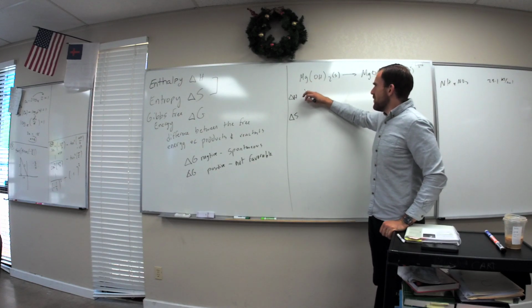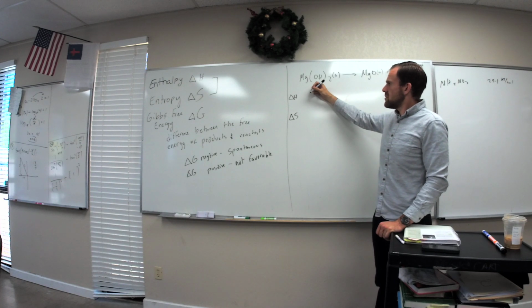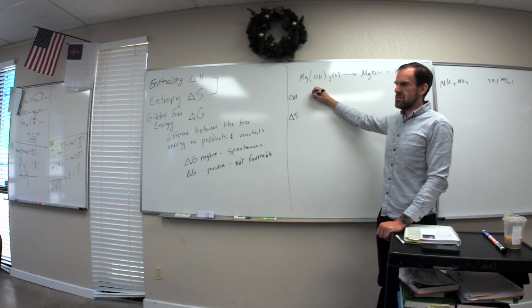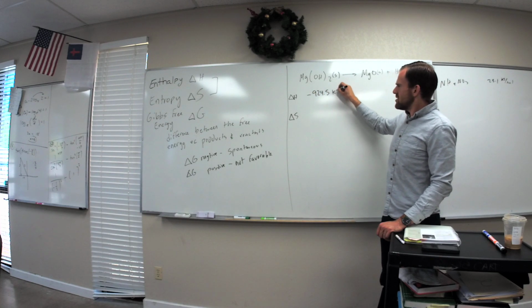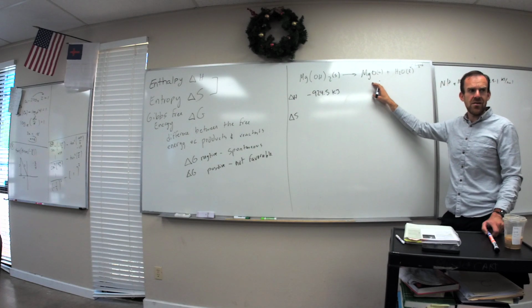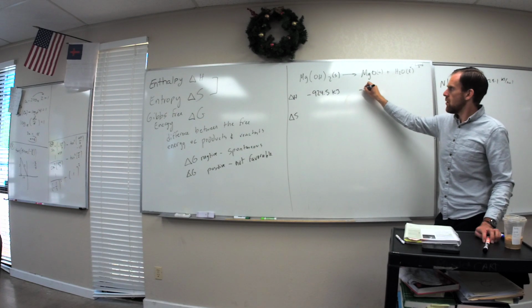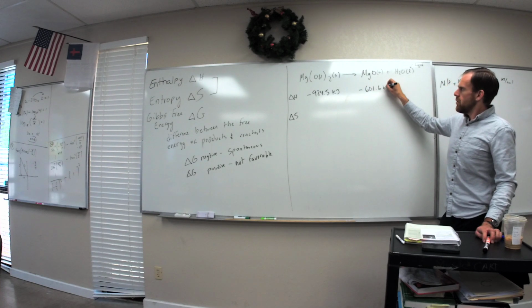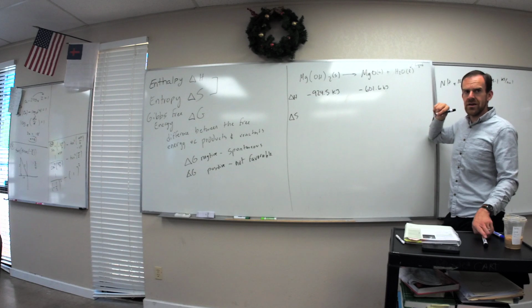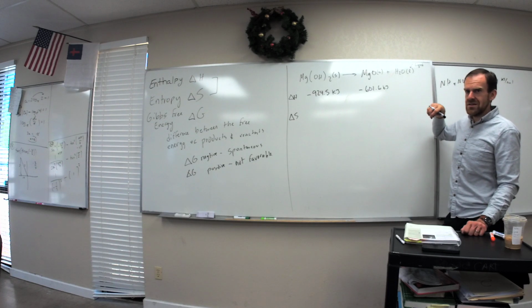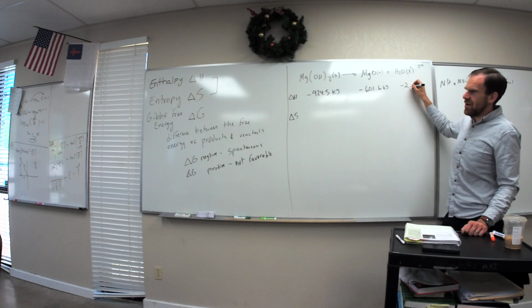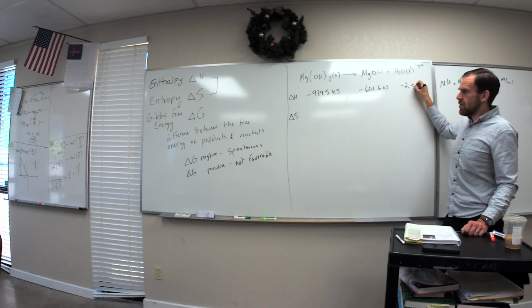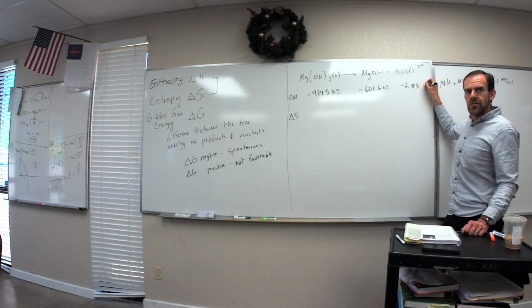So what's HF of magnesium hydroxide? Negative 924.5. And since we have 1 mole, it's just going to be that in kilojoules. What about magnesium oxide? Negative 601.6. We have 1 mole, so it's just that. Water, liquid, from the table. You have 2 what? No, oh yeah, it is 3.